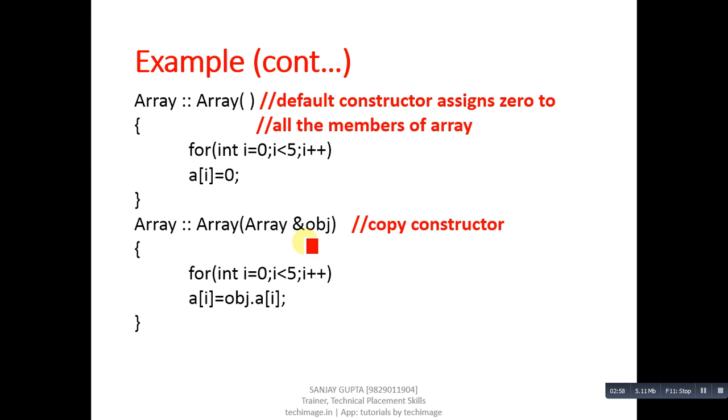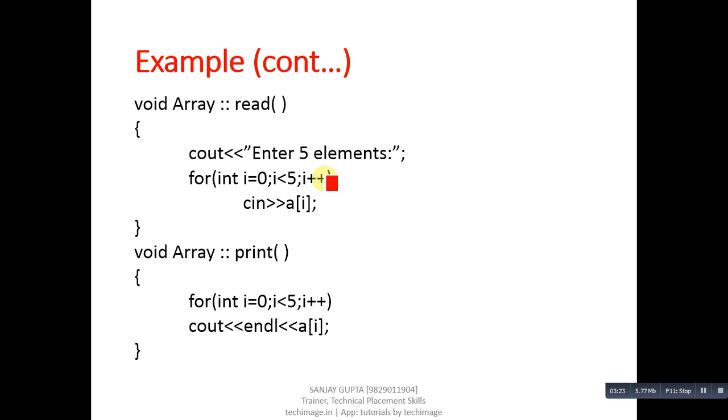In the copy constructor, a reference of an object is received into obj. Then obj.a(i) is initialized into a(i), which means an object will be referenced by obj, and the values of that referenced object will be assigned into a(i), which is indicating the implicit argument. So this definition belongs to the copy constructor. Then the read function is quite simple. It is reading 5 different values from the user, and similarly the print function is displaying those entered values on the console.